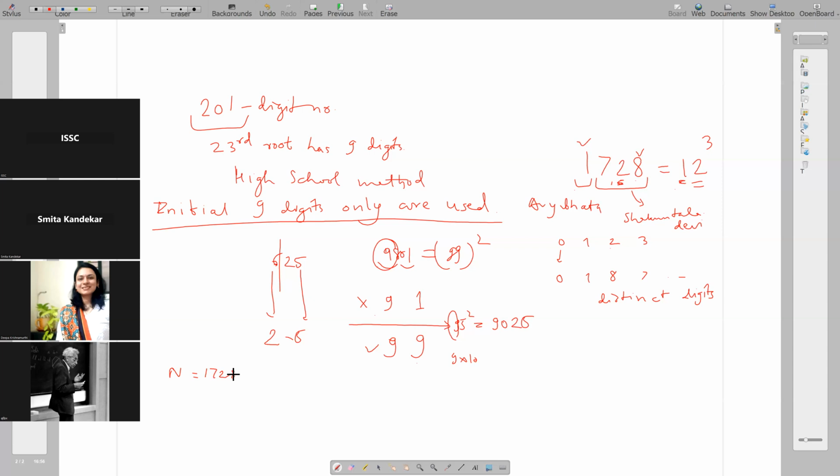And 2 we have already found out. So I can say the cube root is 10a plus 2. No, I'm taking this a as a digit. Okay. So the cube of this is equal to this. This is what we have got. And then 28 therefore is congruent to (10a plus 2) cubed mod 100.